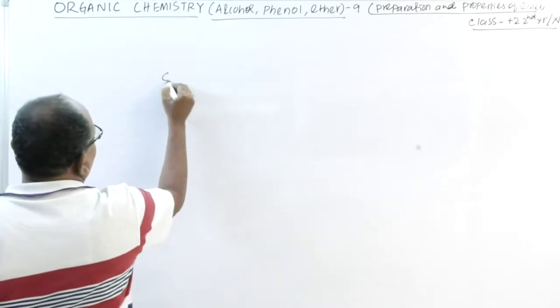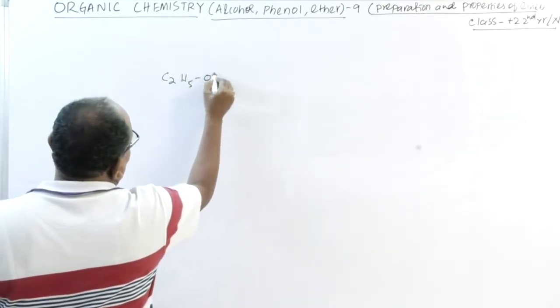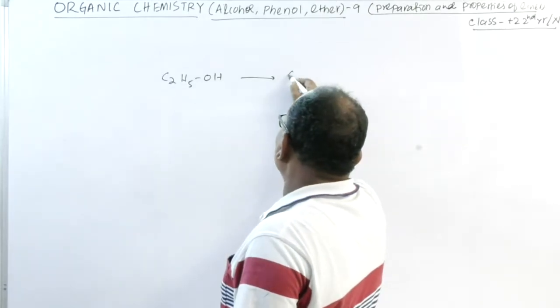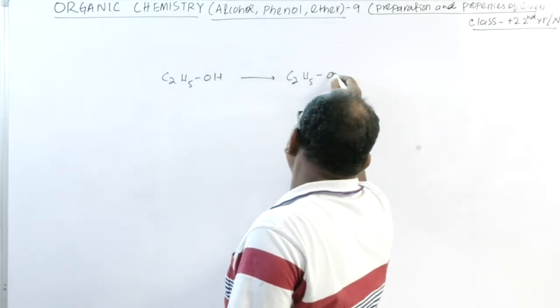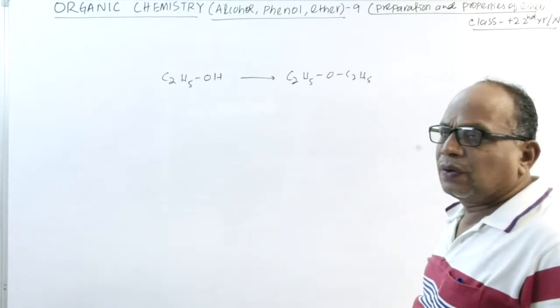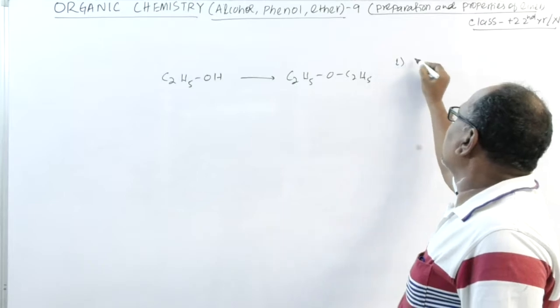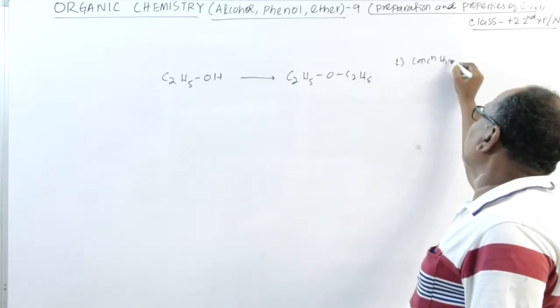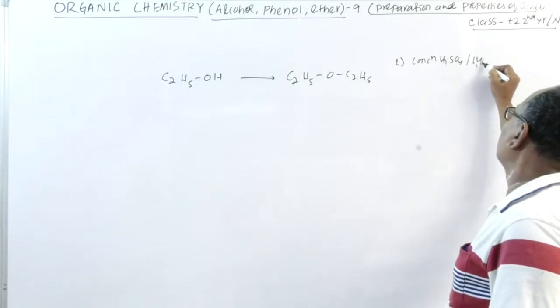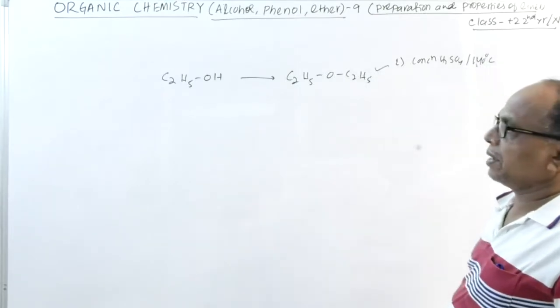Suppose we have ethanol, C2H5OH, and we have to convert it to C2H5OC2H5. First, you can treat it with concentrated sulfuric acid at 140 degrees temperature. So this gives you diethyl ether.